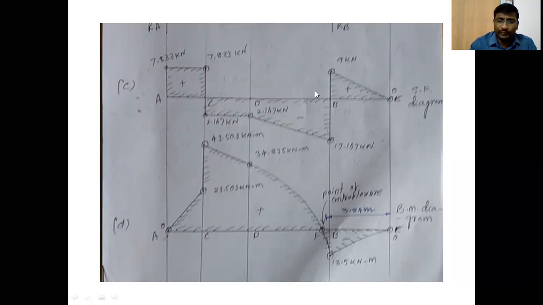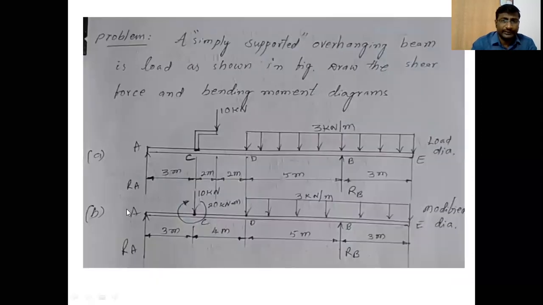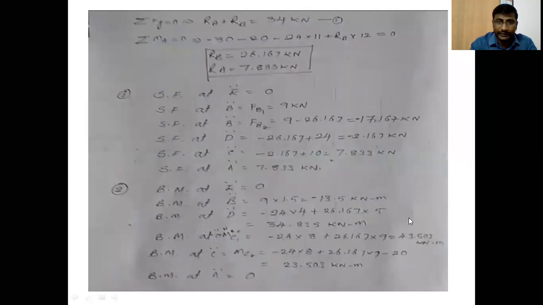Let us look at the bending moment values at different points. Next, bending moment values from point E to A. What is the bending moment at point E? No load is acting on the right side of E. That's why no moment will be developed at point E. Therefore, bending moment at point E is 0. I have written here BM at E equal to 0.